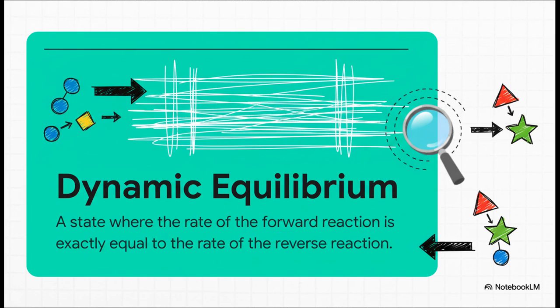Listen carefully. Dynamic equilibrium is that special moment when the speed of the forward reaction, reactants becoming products, becomes exactly the same as the speed of the reverse reaction, where products are turning back into reactants. So from the outside, it looks like nothing is happening. But inside, it's total action. Molecules are going back and forth at the exact same pace.